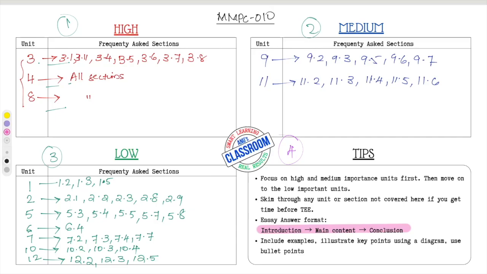No, I guess. So these are the things. Focus on your high and medium importance units first. Move on to the low ones next. Include examples, illustrate key points using a diagram. Make sure you have enough pen and paper and things like that with you. I haven't seen any numerical questions coming up in MMPC 10, so I hope it will not be there even in this term-end examination. So that is it for the focus breakdown of MMPC 10.